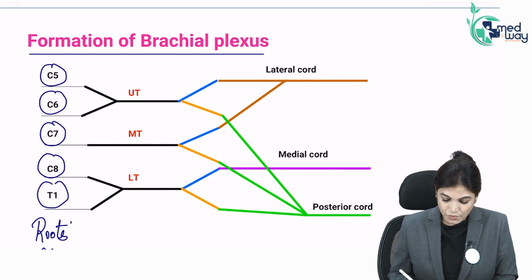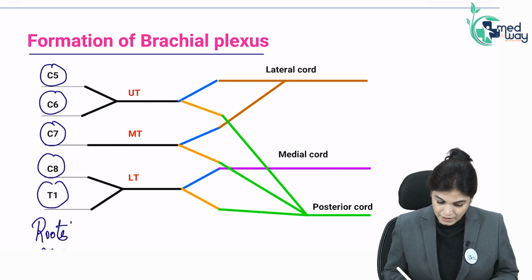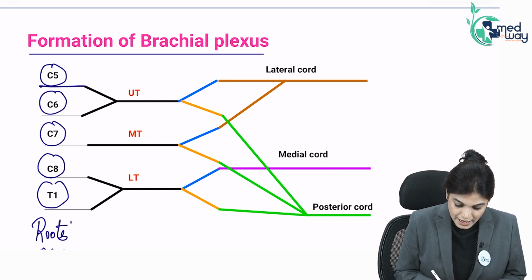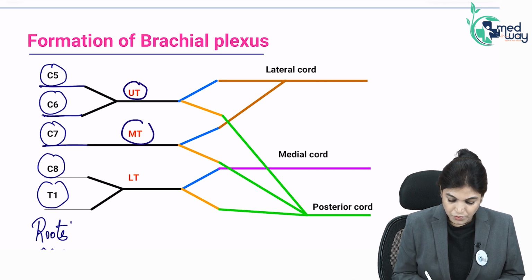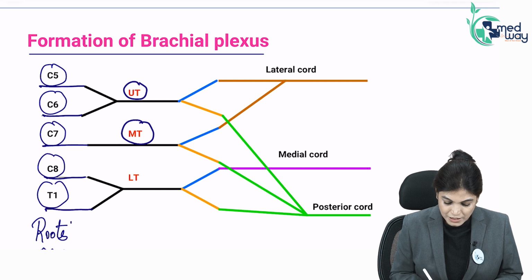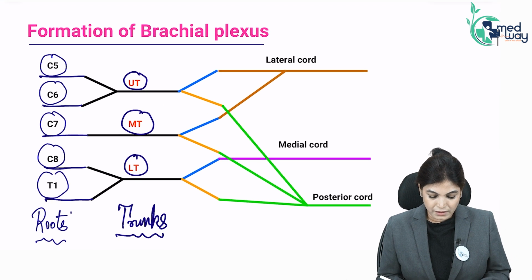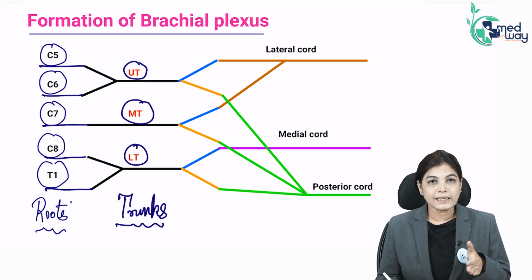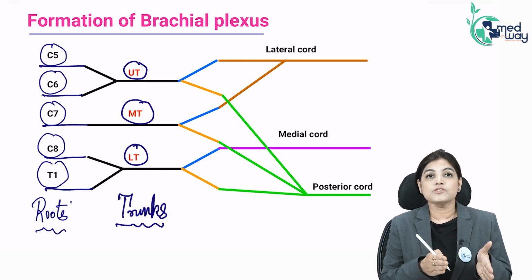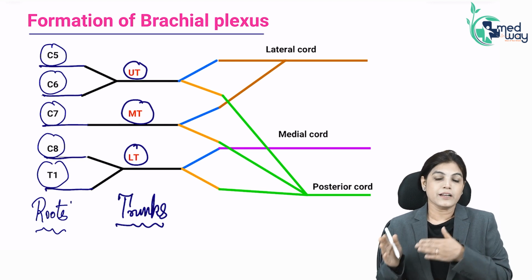Now, in this diagram itself, you can appreciate that C5 and C6 will join to form the upper trunk of brachial plexus. C7 alone will form the middle trunk, and C8 and T1 will join to form the lower trunk. So, these are the trunks of brachial plexus. I have also told you that the roots and the trunks reside in the neck region, and after that each individual trunk, that is upper, middle and lower, will divide into anterior and posterior divisions.